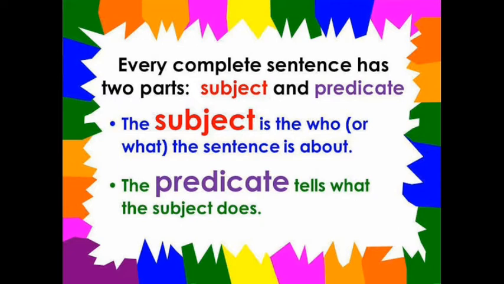For example, John slapped Mary. Who slapped Mary? John. Therefore, John is the subject. He was the one who performs the action, which is slap. That's a verb, okay? And the predicate tells us what the subject does. The predicate completes the sentence. It tells us what the subject does.